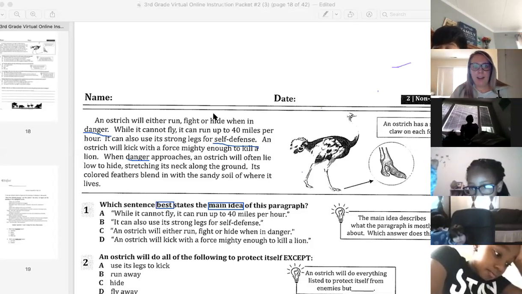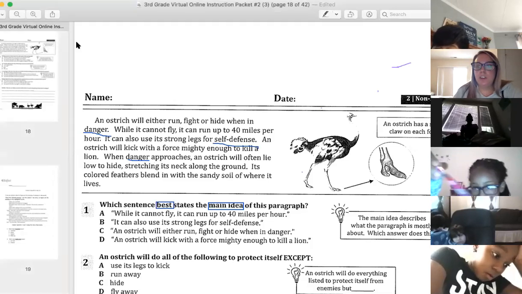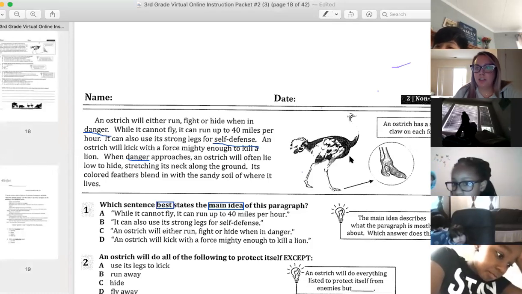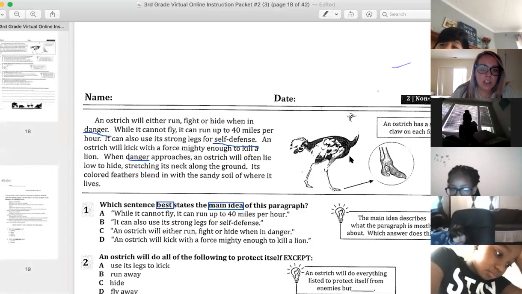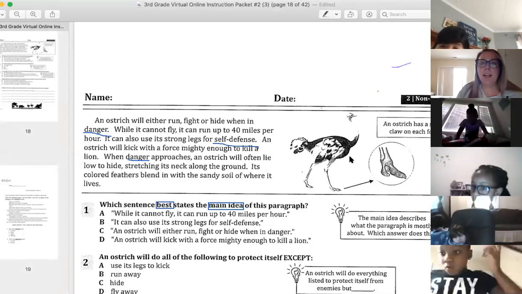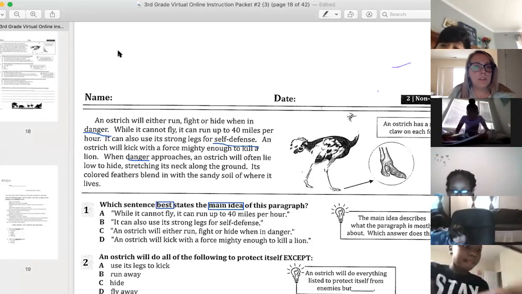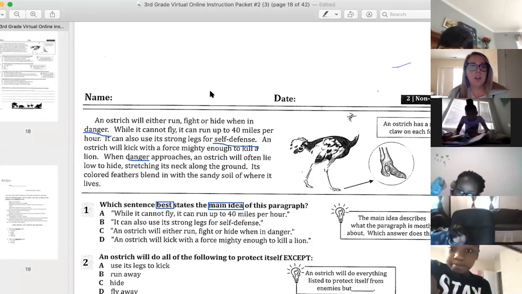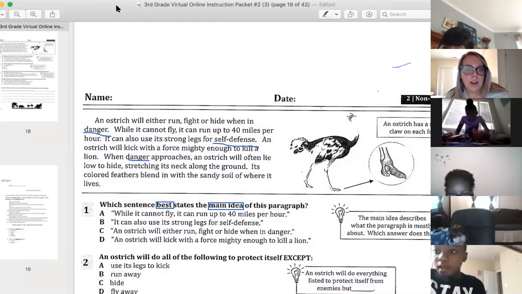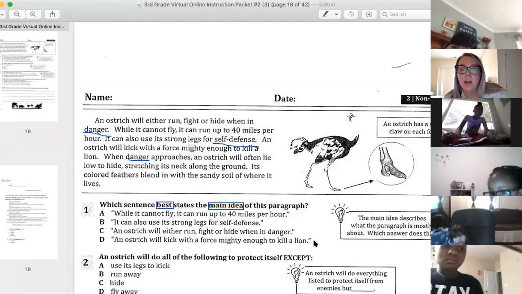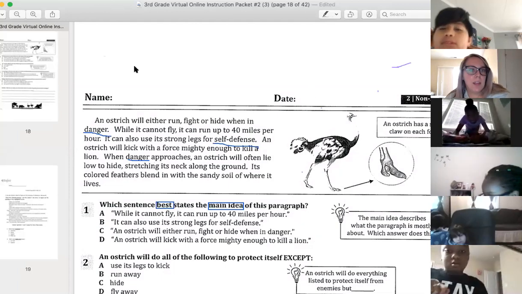All right. Now, based on the 3 things that I pulled out of my passage, I know that I keep seeing the word protection and danger. So I know that my main idea has to deal with ostriches protecting themselves from being in danger. Okay. So if I look at my answer choices, it says while it cannot fly, it can run up to 40 miles per hour. I know that's not telling me anything about protecting myself or being in danger.